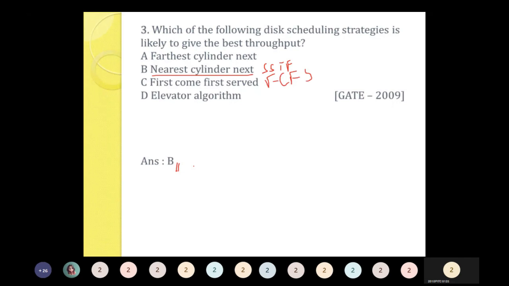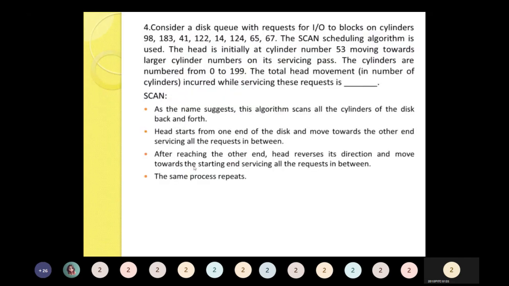Next we're going to see the fourth problem from the scheduling algorithms. First, write out the question. Consider this queue of IO blocks and cylinders. Whatever terms are used, whether request or IO blocks, we have to focus on the numbers only. Here the requests are 98, 183, 41, 122, 14, 124, 65, 67.